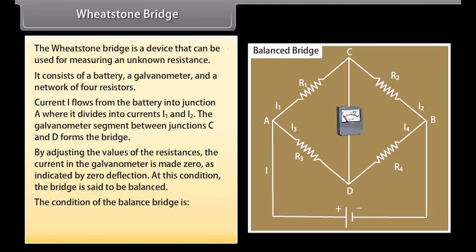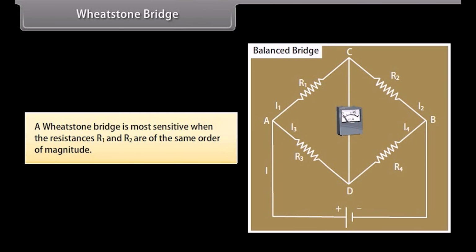The condition of the balanced bridge is R1 upon R2 is equal to R3 upon R4. A Wheatstone bridge is most sensitive when the resistances R1 and R2 are of the same order of magnitude.